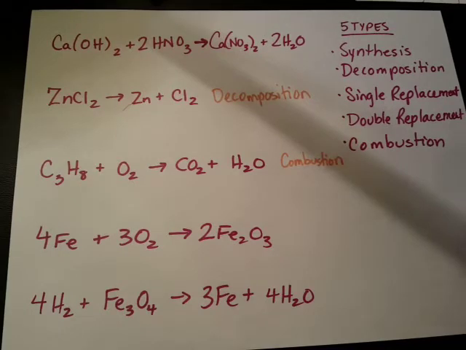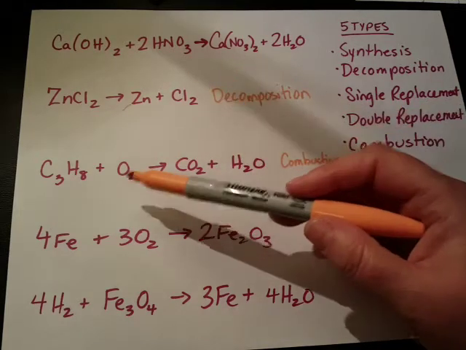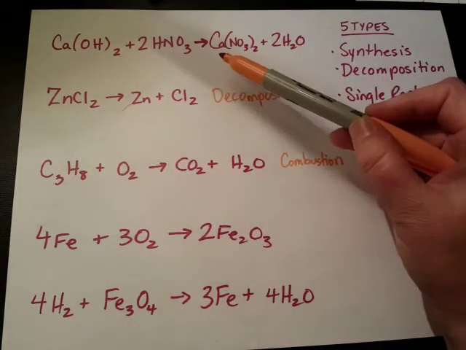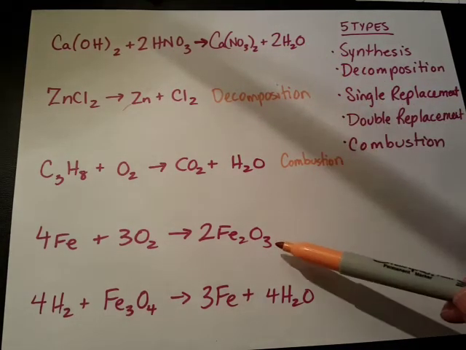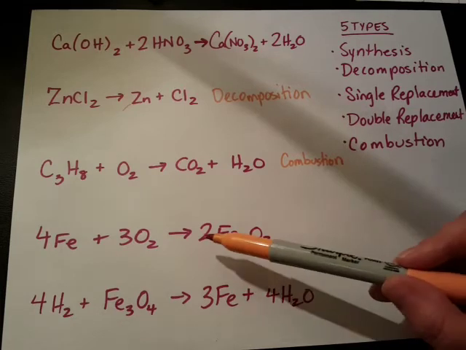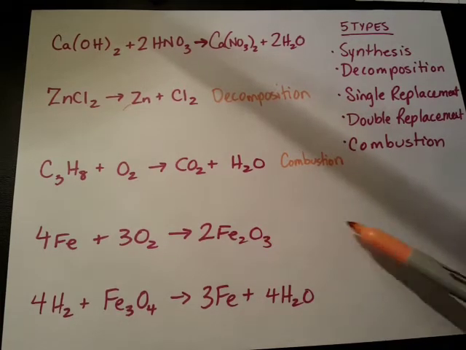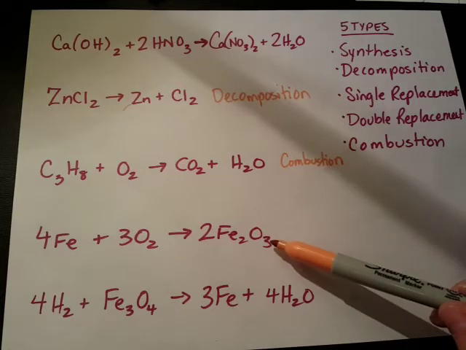For synthesis, it will be the flip. So we'll have 2 reactants, but there should only be 1 product. Here we've got 1. Even though there's 2 particles, there isn't a different kind of compound here. So there's just 1 single compound at the end.